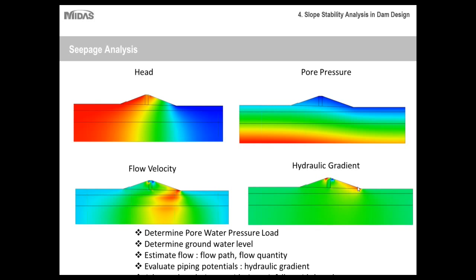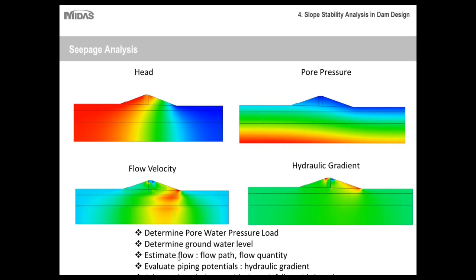And once again, there will be a significant amount of seepage occurring in this area here. So some other things to take into account is you can determine the pore water pressure loads, which are used directly in your slope stability analysis. I'll discuss that shortly. You can determine the groundwater level. So for example, if you want to make sure that the water level doesn't exceed a certain point on this side of the embankment, then with a seepage analysis you can calculate that.